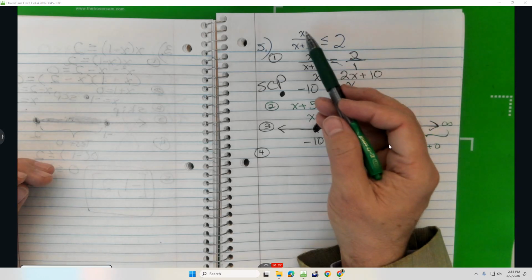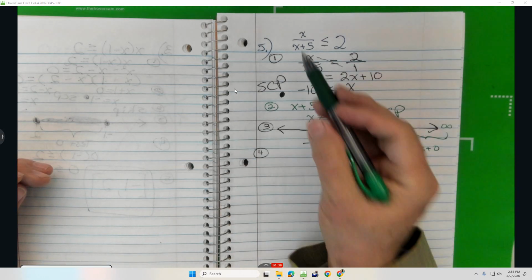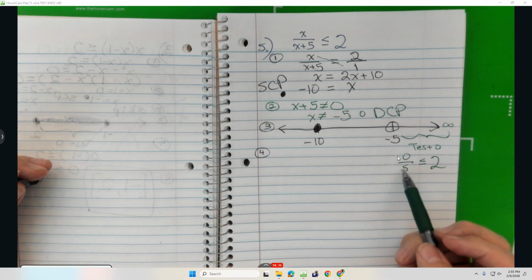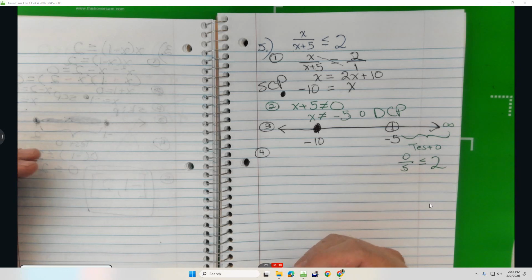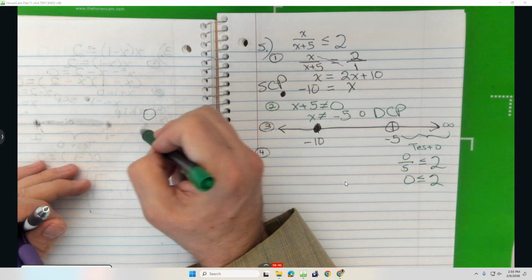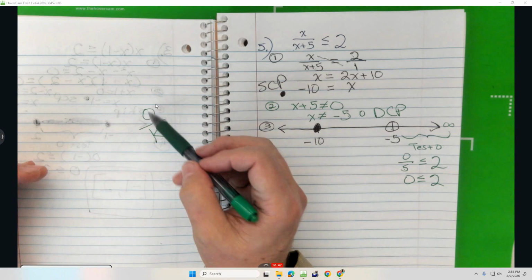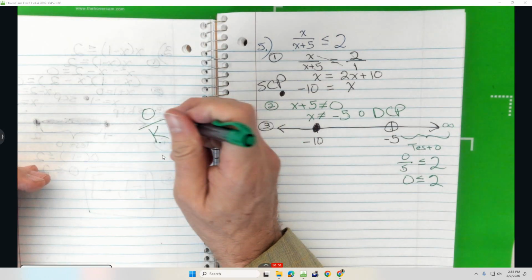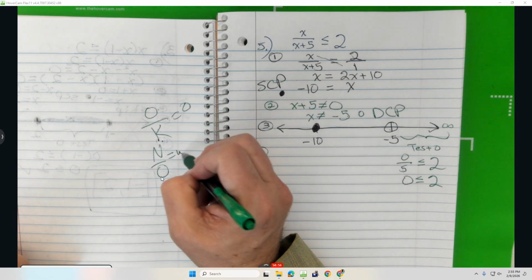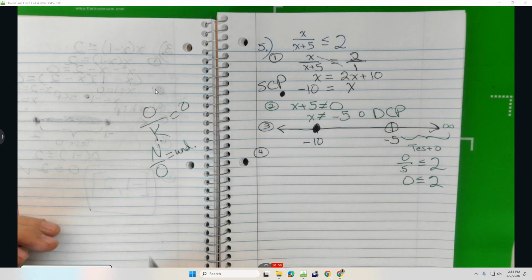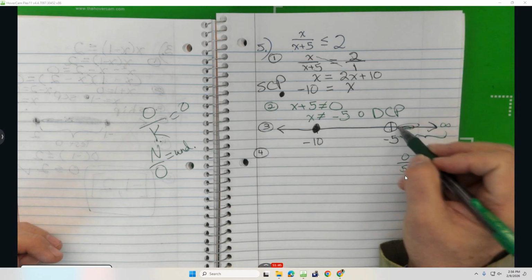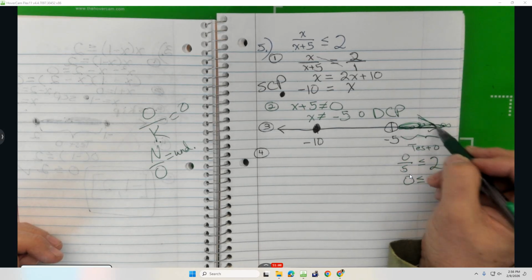Testing 0, we get 0 over 0 plus 5 is less than or equal to 2. 0 divided by 5. Don't say undefined. What's 0 divided by 5? Just 0. Remember, 0 divided by some non-zero constant is okay. It's okay to have 0 on top. It's the 0 in the bottom that says no. That's when it's undefined. So shade or cross out? Shade. That's a true statement. 0 is less than 2.